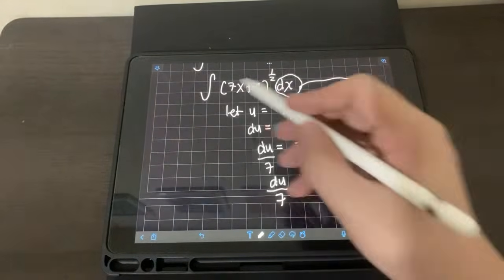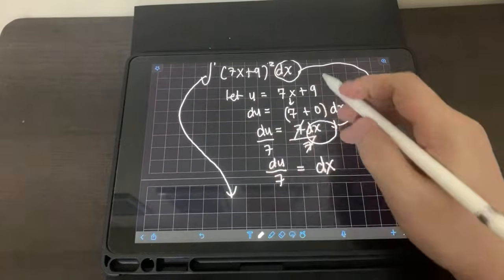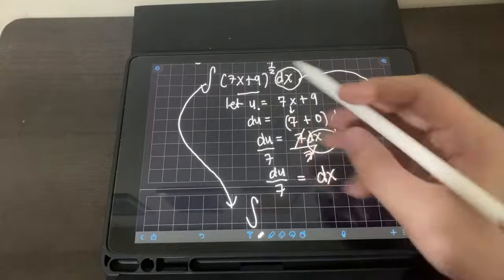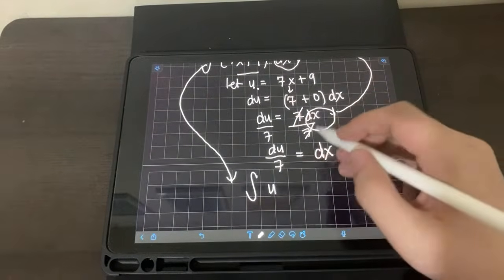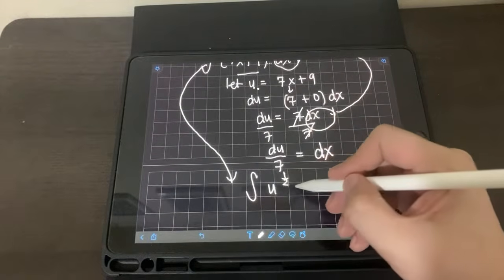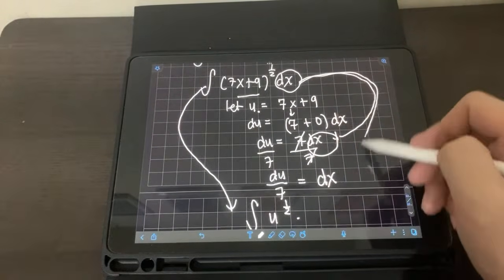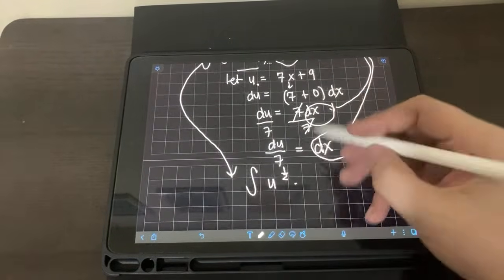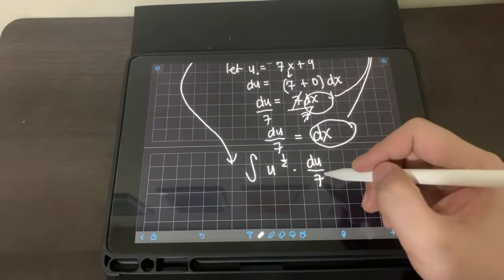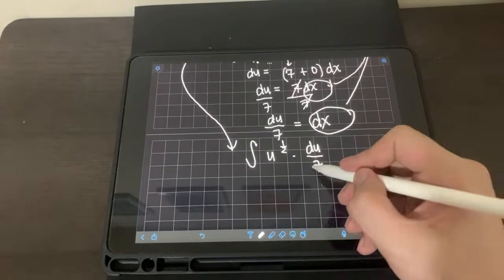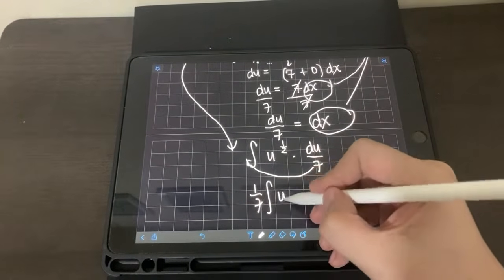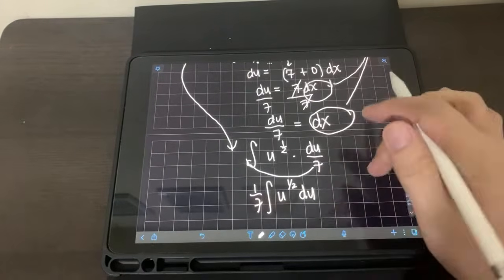Okay, so pwede nyo nang ipalit. So, substitute nyo na. Meron tayong integral of, so 7x plus 9, u, right? So, u raised to 1/2. Okay, so u raised to 1/2. Then, what is dx? Dx is du over 7. So, this 1 over 7 is constant. So, anong ginagawa? Ginigilid lang natin yan, di ba? So, we have 1/7 integral of u to the 1/2 du.